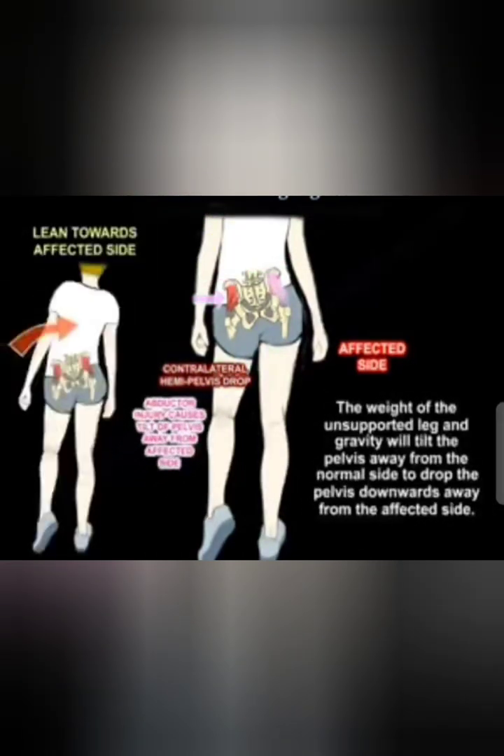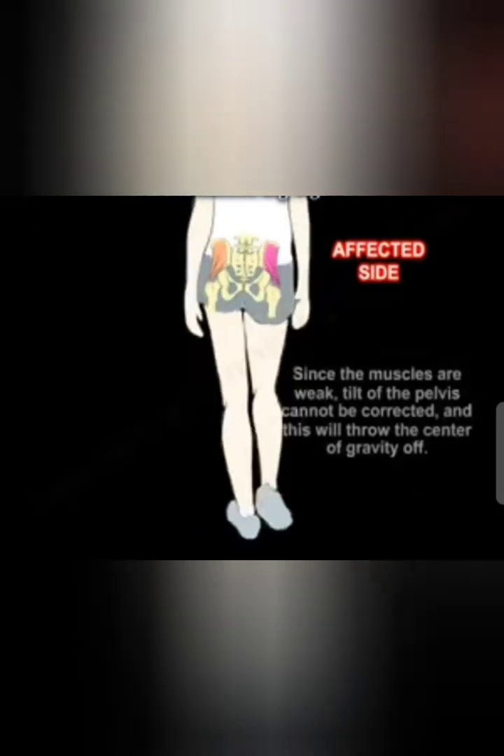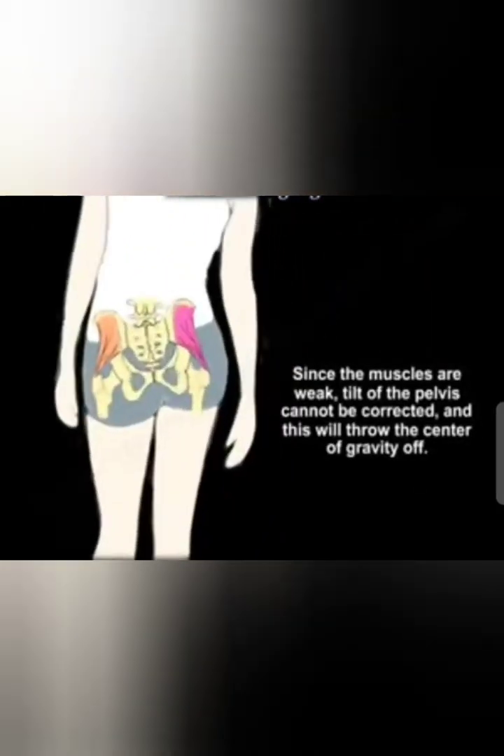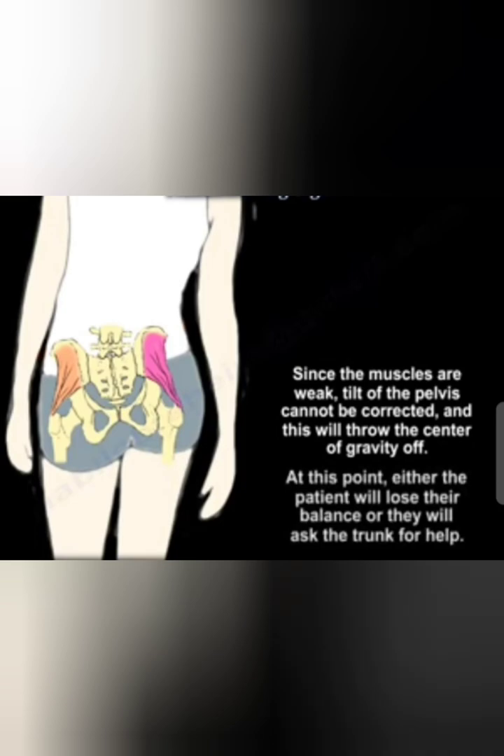The weight of the unsupported leg and gravity will tilt the pelvis, dropping it downwards on the normal side, away from the affected side. Since the muscles are weak, the tilt of the pelvis cannot be corrected, and this will throw the center of gravity off. At that point, either the patient will lose their balance or they will use the trunk for help.